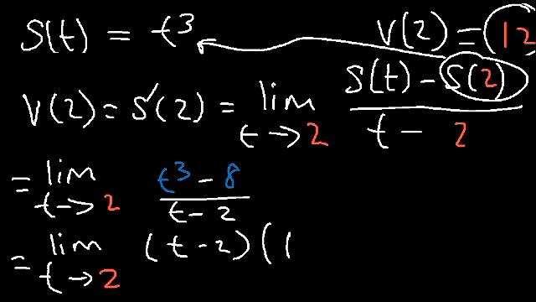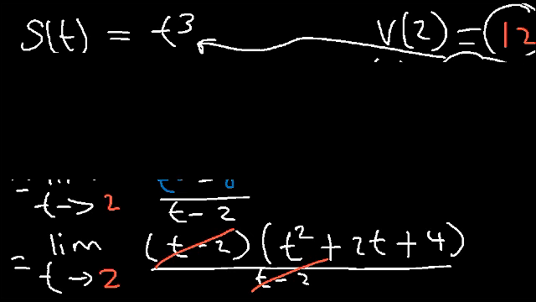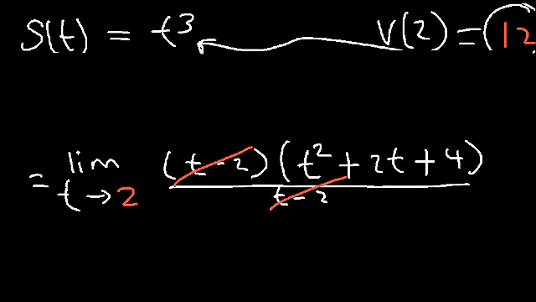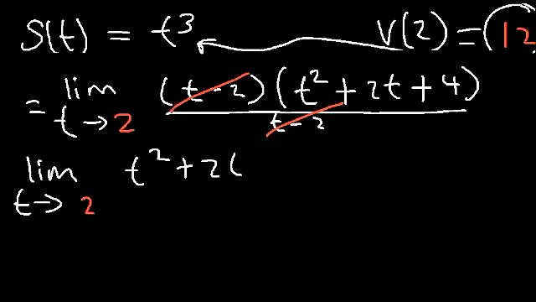And then it's a squared, or t squared, plus ab, or plus 2t, plus b squared, which is 2 squared, and that's 4, divided by t minus 2. So notice that the t minus 2 factors cancel. And notice what we have left over. So we have the limit as t approaches 2 of t squared plus 2t plus 4.